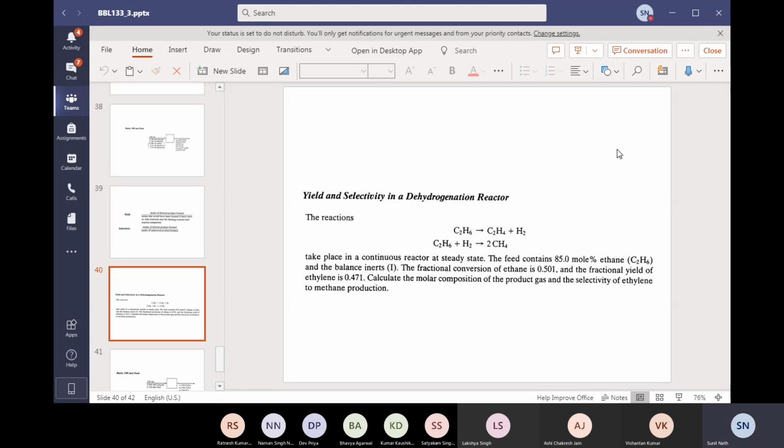So I just have a modified statement. Please take it down. Reactions are the same. Ethane going to ethylene plus H2, and the ethane producing, in a side reaction, 2 moles of methane. And let us say this is taking place, just like this problem statement, at steady state in a continuous manner.